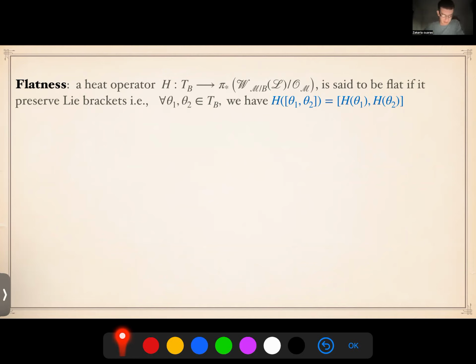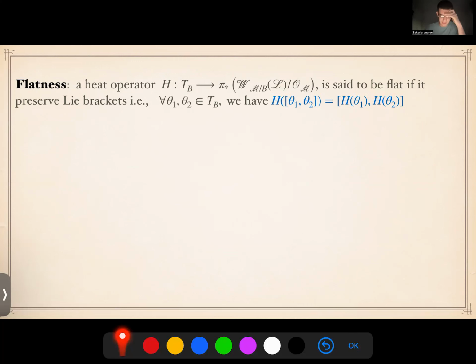For example, the flatness. You define the heat operator to be flat if it preserves Lie brackets. It means that if you take the natural Lie brackets of two vector fields on the base, you will get the Lie brackets of differential operators, the standard one. So you compose the two differential operators in the two directions, and you do the subtraction. Another important fact is that if your heat operator is flat, the associated connection is flat.